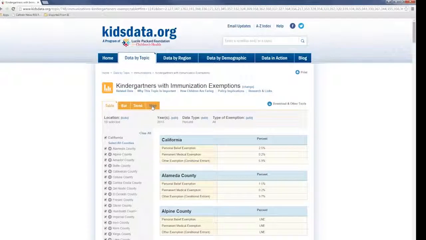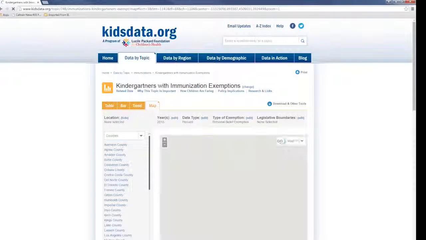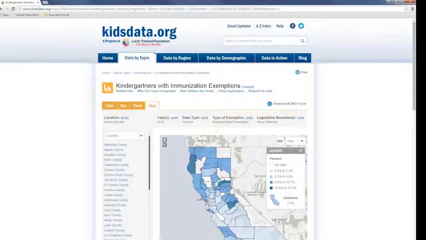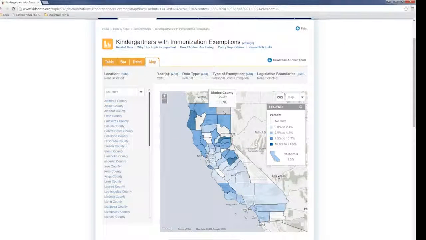Okay, and looking at the map, the percentage of children with personal belief exemptions in 2015 also ranged very widely at the county level. So we have some counties with no data, others with less than 1% of the kindergartners receiving personal belief exemptions. But we also had counties with as high as 21.5% of all children attending public schools in those counties exempt from immunizations due to parental personal beliefs.